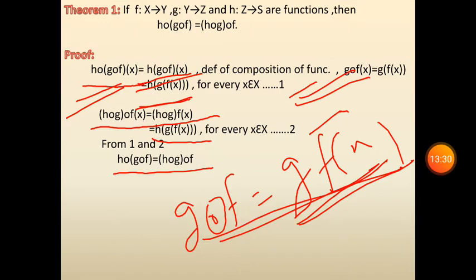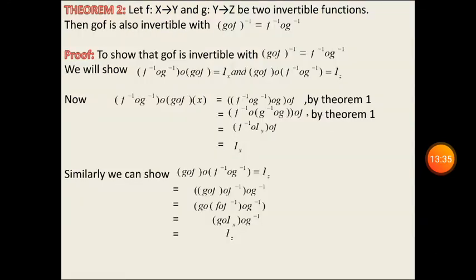Now the next one is the last theorem of this video. Let f from X to Y and g from Y to Z be two invertible functions. Then g o f is also invertible with (g o f) inverse equal to f inverse o g inverse. Just try to understand this theorem nicely, because on the basis of that a few of the questions are there in your exercise also.